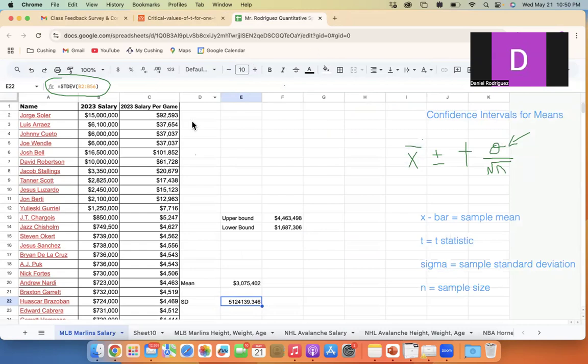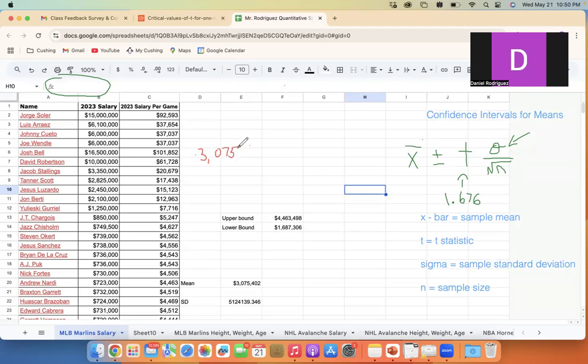Okay, so now let me write that down. My T statistic, because I had a degrees of freedom of roughly 50 and I wanted 95% confidence, I believe was 1.676. That's going to be my T statistic here. So if I'm now filling in the equation to create my confidence interval, I am going to start with my sample mean X bar. That is 3,075,402, and then plus or minus. So this is my sample mean. I am going to add or subtract the margin of error.